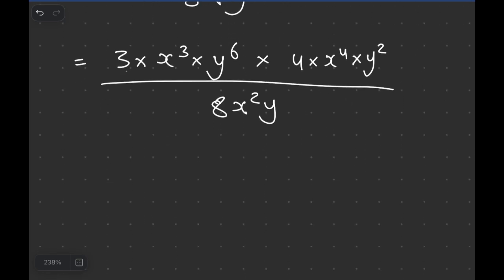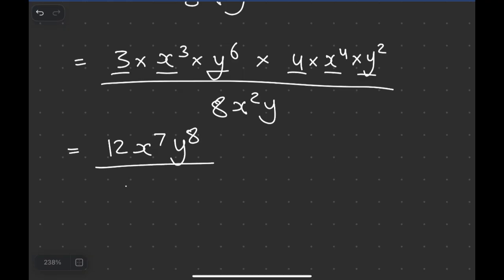Now let's combine like terms in the numerator. Like terms are 3 and 4, x cubed and x to the 4, and y to the 6 and y squared. So that's just 3 times 4, which is 12, x cubed times x to the 4, which is x to the 3 plus 4, x to the 7, and y to the 6 times y squared is y to the 6 plus 2, y to the 8, over 8x squared y.